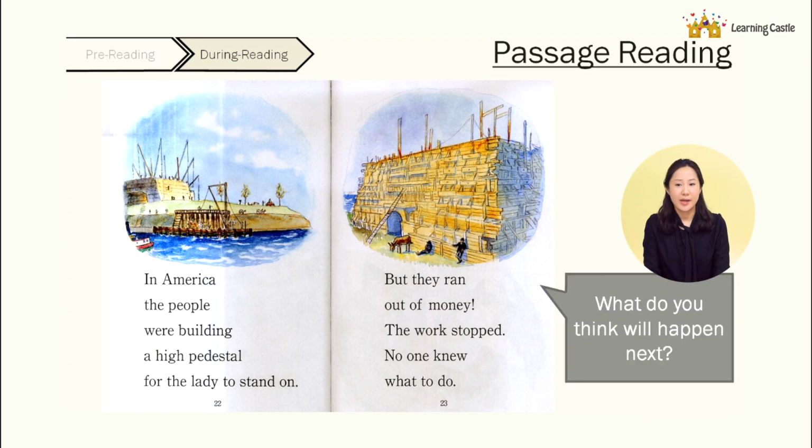What do you think will happen next? And some students can say, I don't know, maybe that wasn't built. Or they can say, well, we know the statue is there, so probably it was built. But how did they do that? We'll find out in the next sentences.